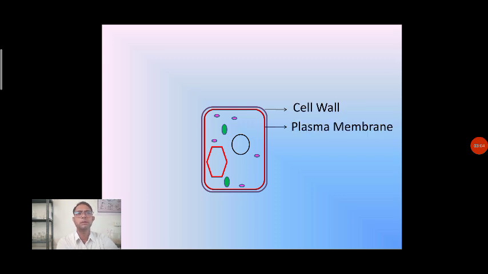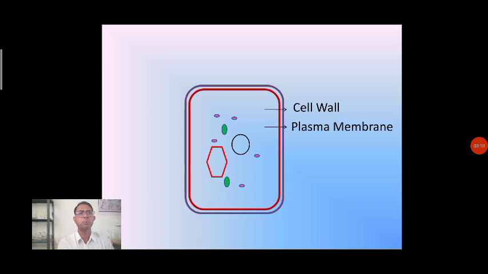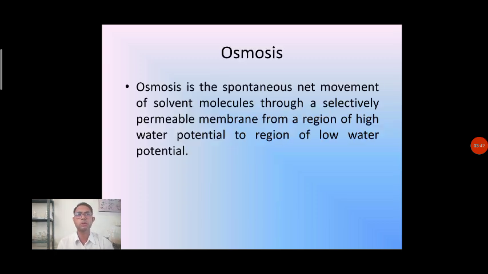Now here you can see the cell wall and plasma membrane. These two, cell wall and plasma membrane, most importantly play a role in the process known as osmosis. When the water molecule comes in contact with the cell wall, it is passed to the inside and comes in contact with the plasma membrane. The plasma membrane is known as a semi-permeable membrane, and this semi-permeable membrane allows water molecules to be transported inside through the process we call osmosis. So here the process of osmosis will take place.